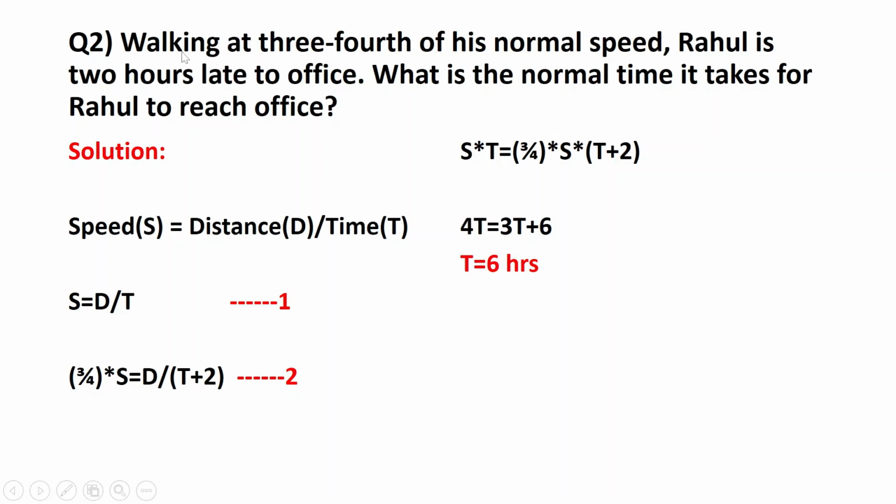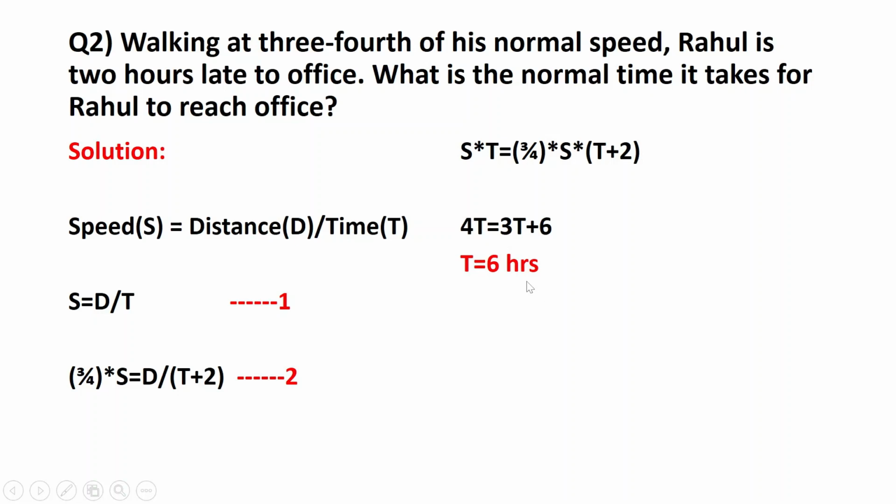And then it says, if he goes at a speed of 3/4 of his normal speed, then he will be 2 hours late, that is d upon t plus 2. From 1 and 2, I can say S into t is equal to 3/4 into S into (t plus 2). Therefore, finally, t is equal to 6 hours.